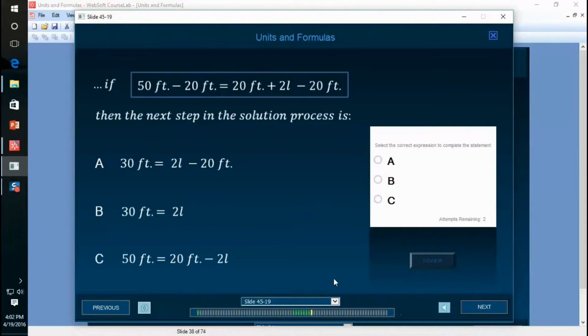If we are at this point in the simplification process, then the next step in the solution process is which of the following? Good. The correct answer is B.